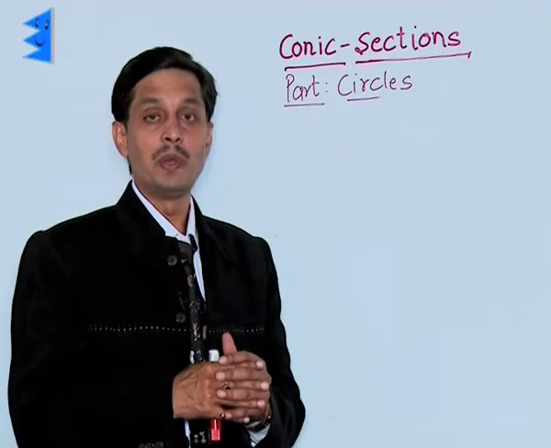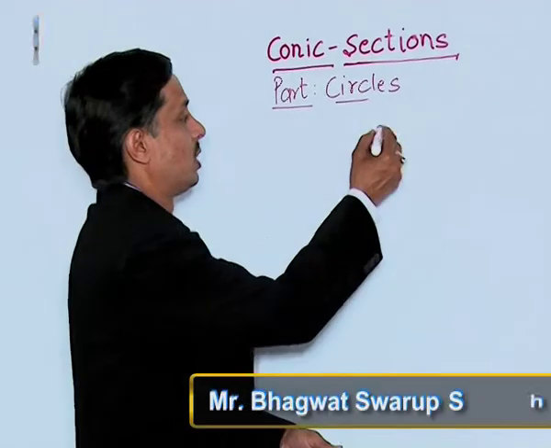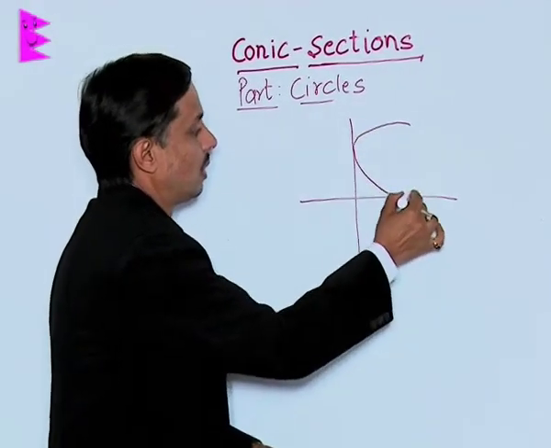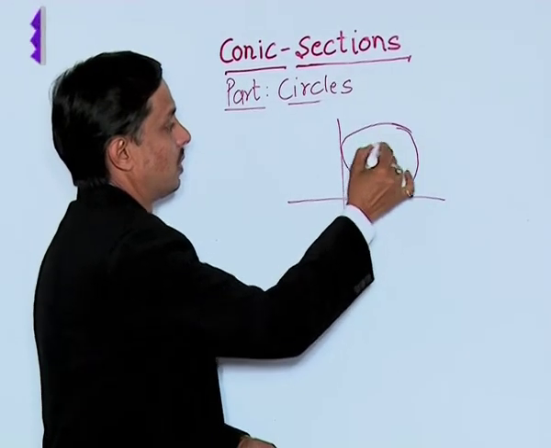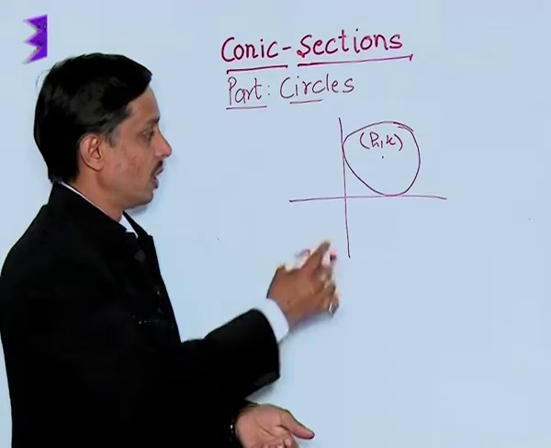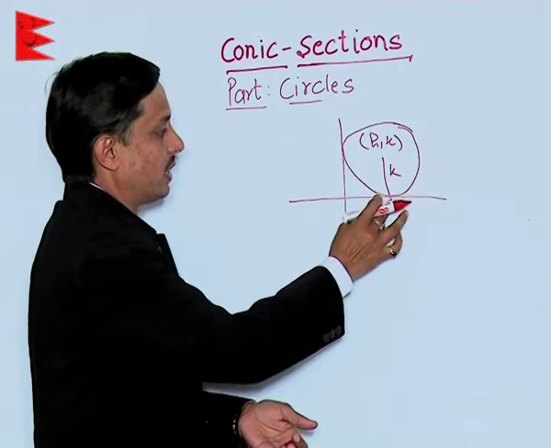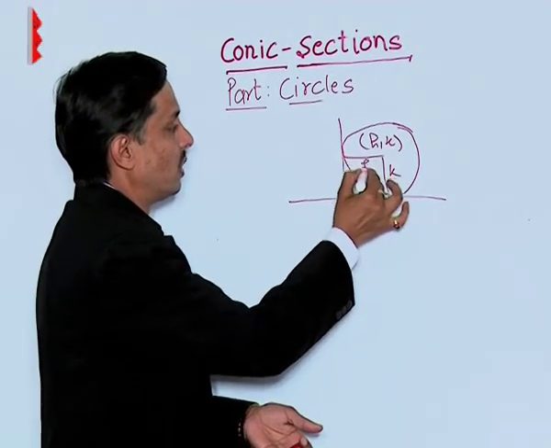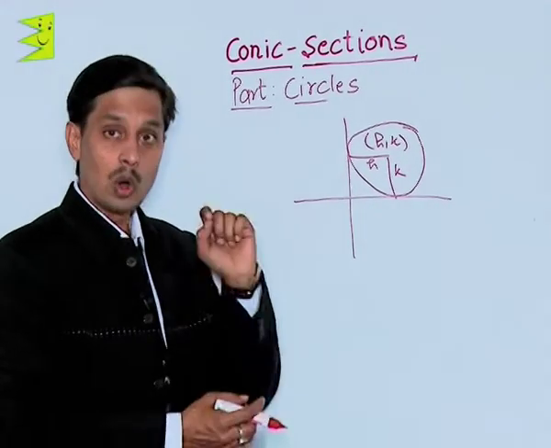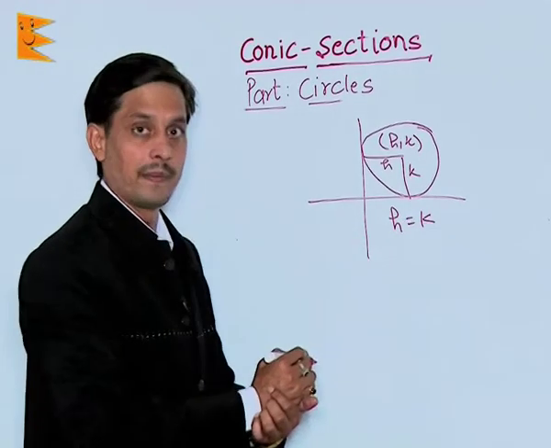Now I want to explain how to find the equation of a circle if it is touching both the axes. This is a circle touching both the axes. Coordinates of the center are h, k. You know this is h, this height is k, as it is the y coordinate. But in this situation, both are radius. All radii of a circle are equal. So I can say h is equal to k.